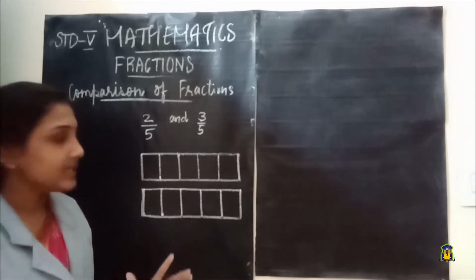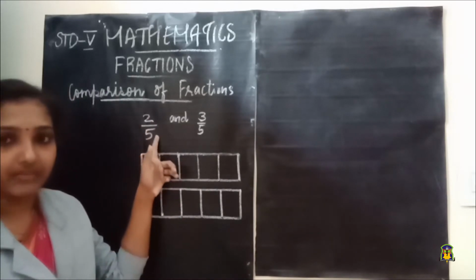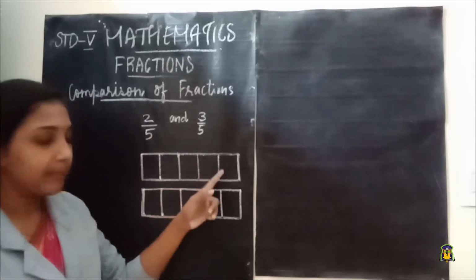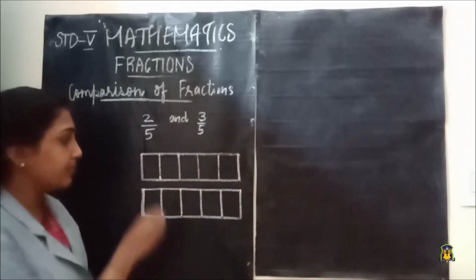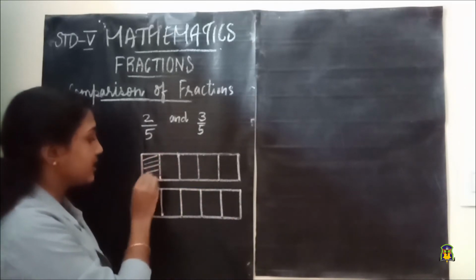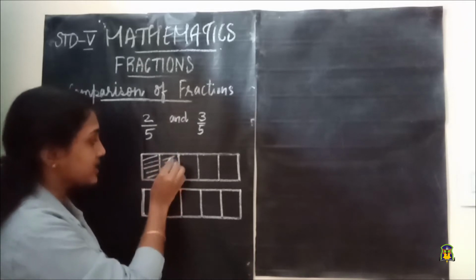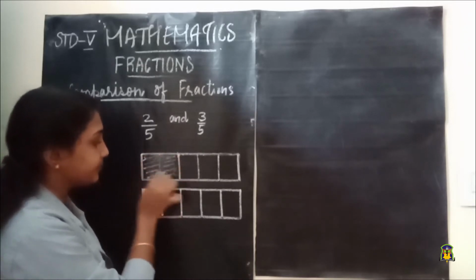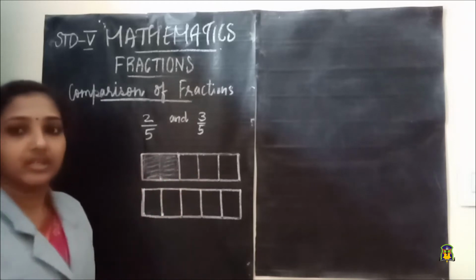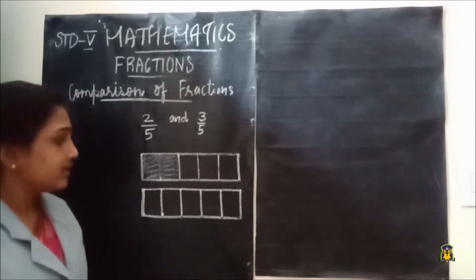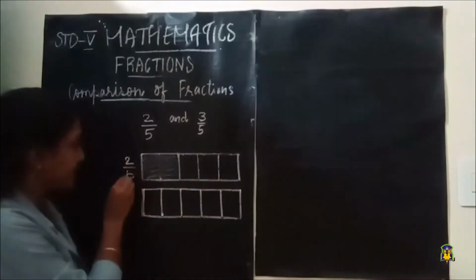The first fraction is 2 by 5. So from the 5 parts I am taking 2 parts. I am taking these 2 parts, the first 2 parts, from the 5 parts. So this is 2 by 5.